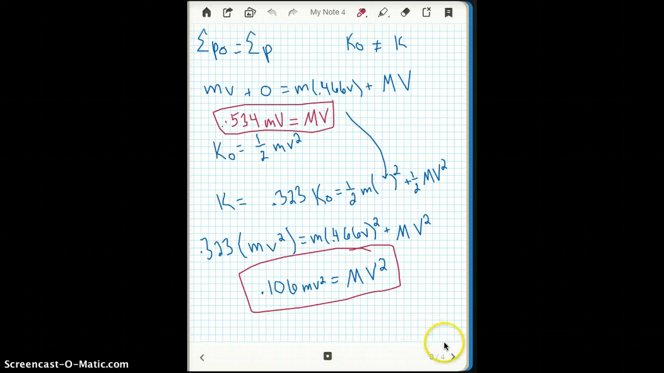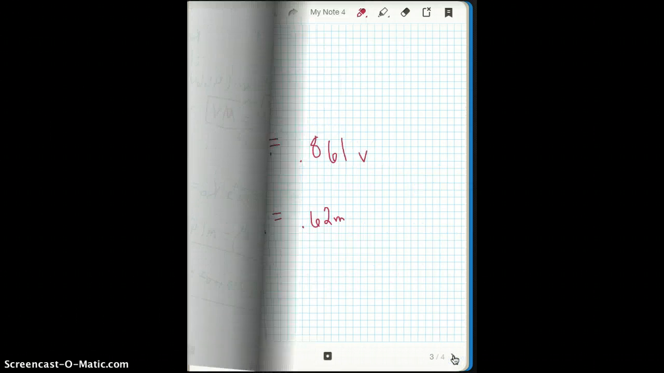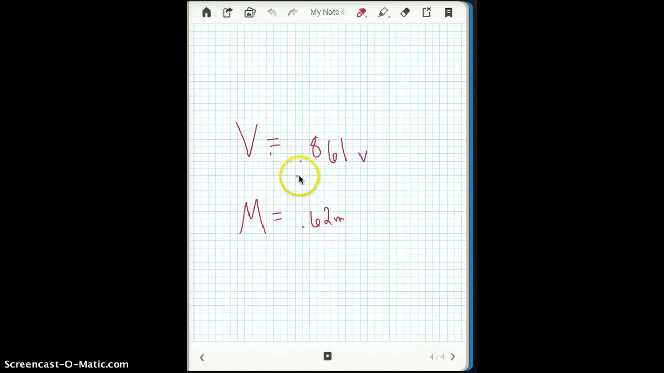Try that. When I went through all my work, I ended up with big V is 0.861 times little v meters per second, and big M is 0.62 times the little mass in kilograms, or whatever the unit for mass is on this problem.